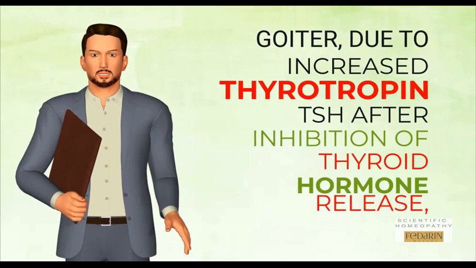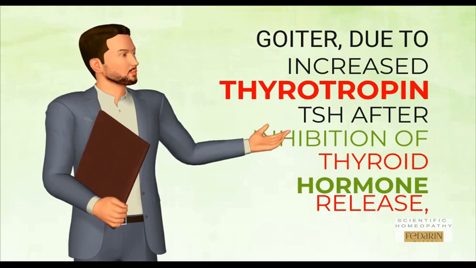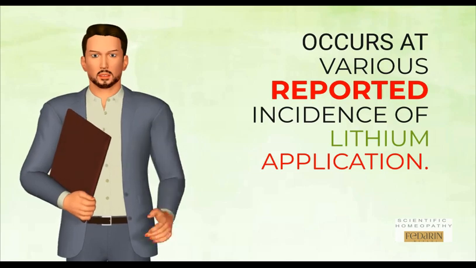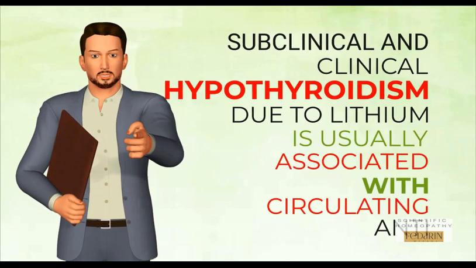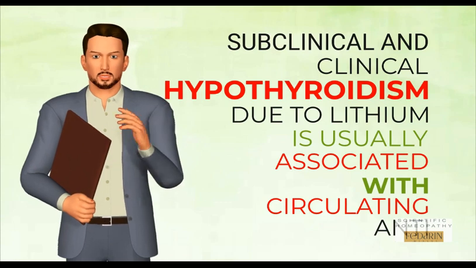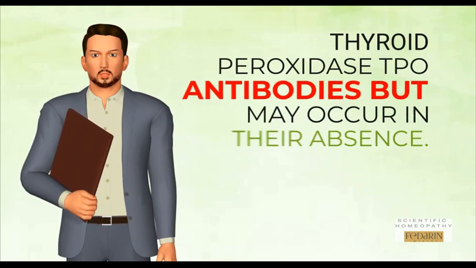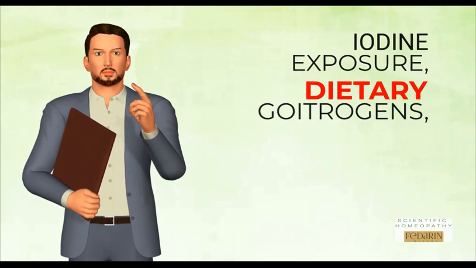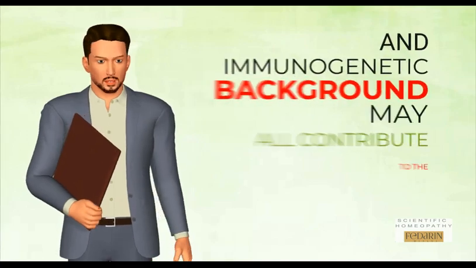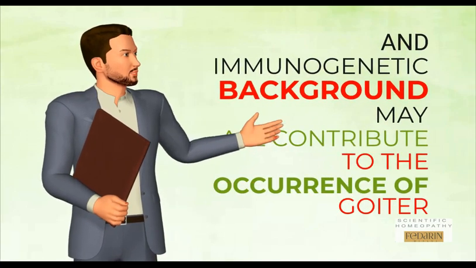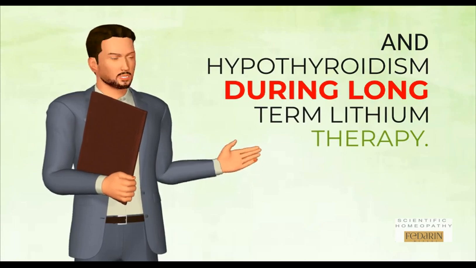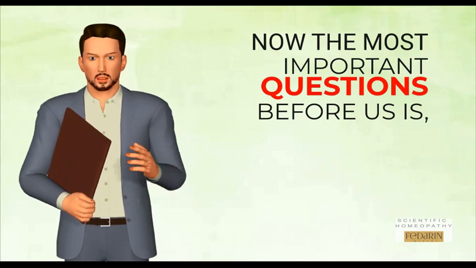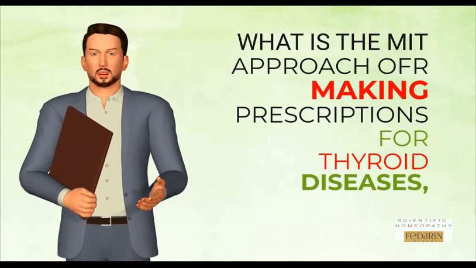Goiter, due to increased thyrotropin (TSH) after inhibition of thyroid hormone release, occurs in various reported incidents of lithium application. Subclinical and clinical hypothyroidism due to lithium is usually associated with circulating anti-thyroid peroxidase (TPO) antibodies but may occur in their absence. Iodine exposure, dietary goitrogens, and immunogenetic background may all contribute to the occurrence of goiter and hypothyroidism during long-term lithium therapy.